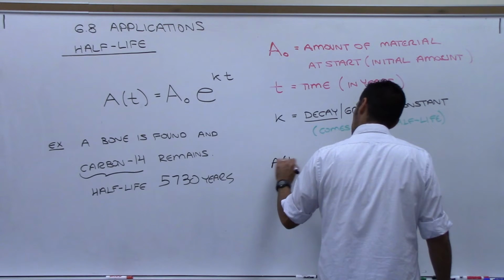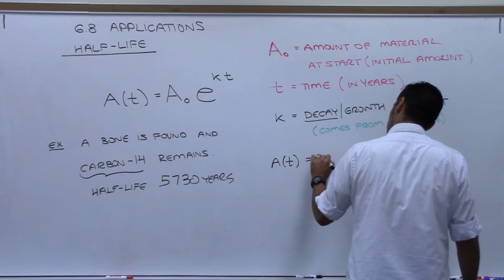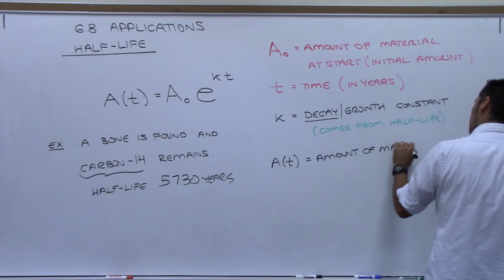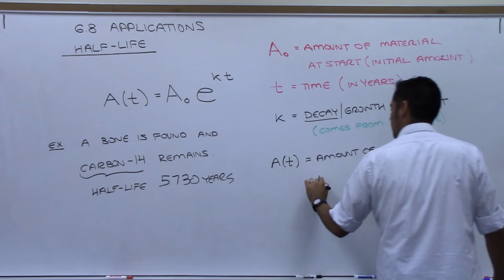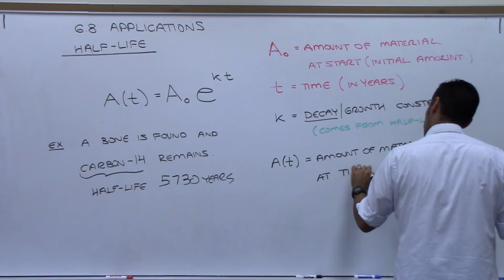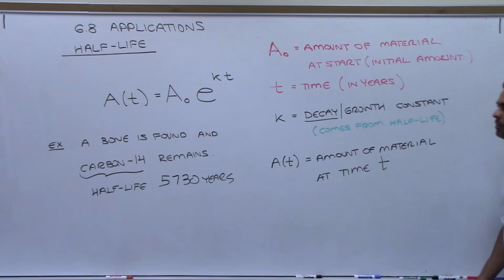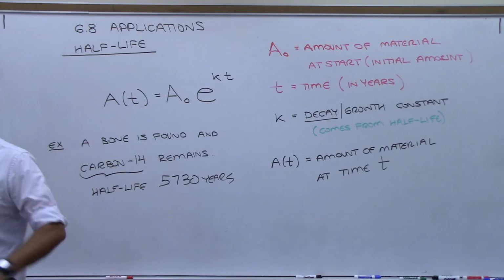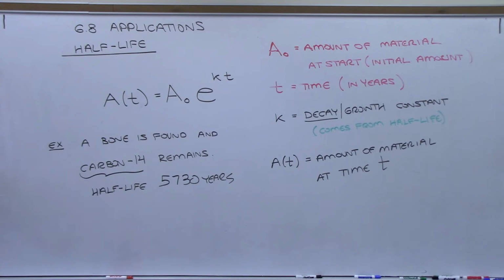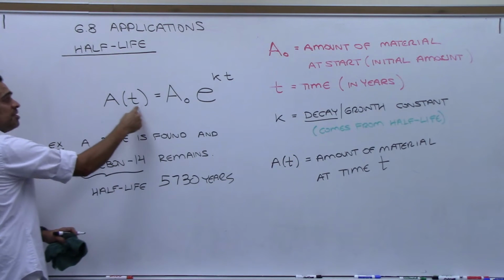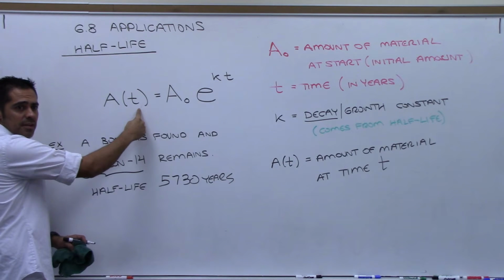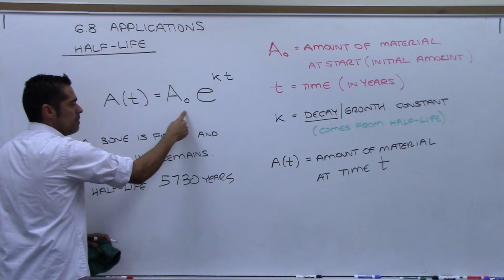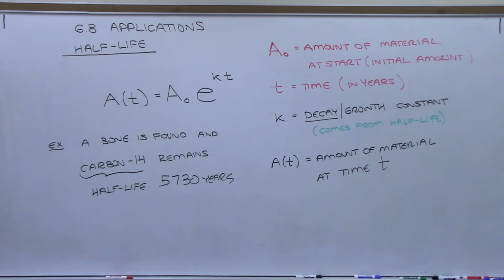A of t is the amount of material at time t. So the left side of the equation just tells you how much of this stuff is there at a certain point in time. So when I say A of 0, that's how much is there in the beginning, and we already said A of 0 would be A naught. Yes? Questions?